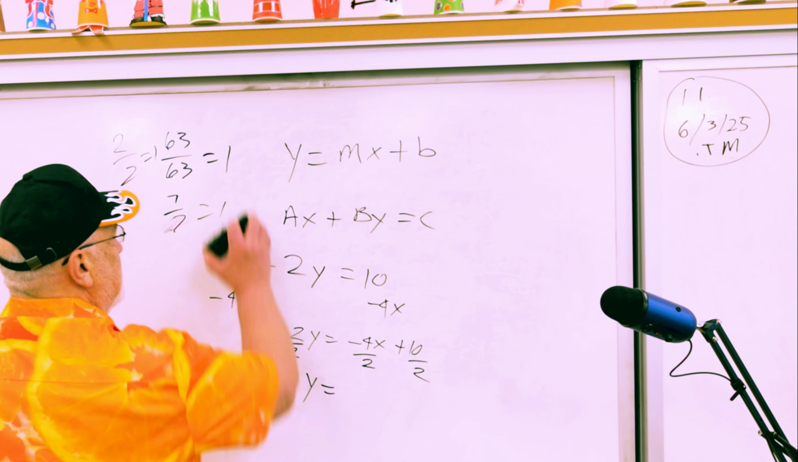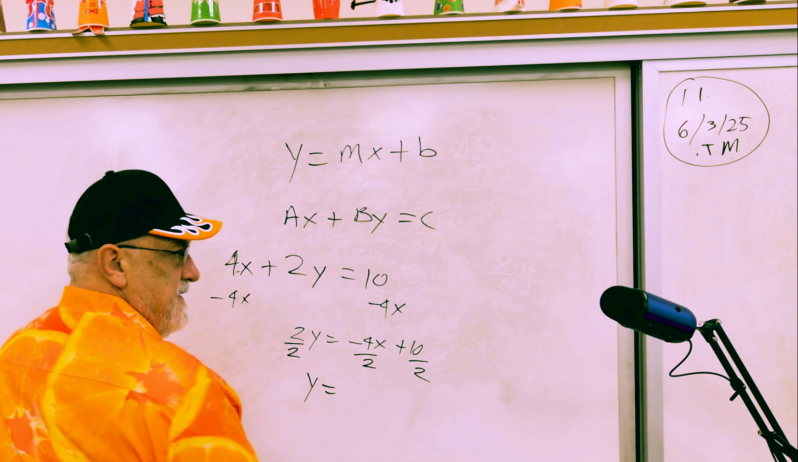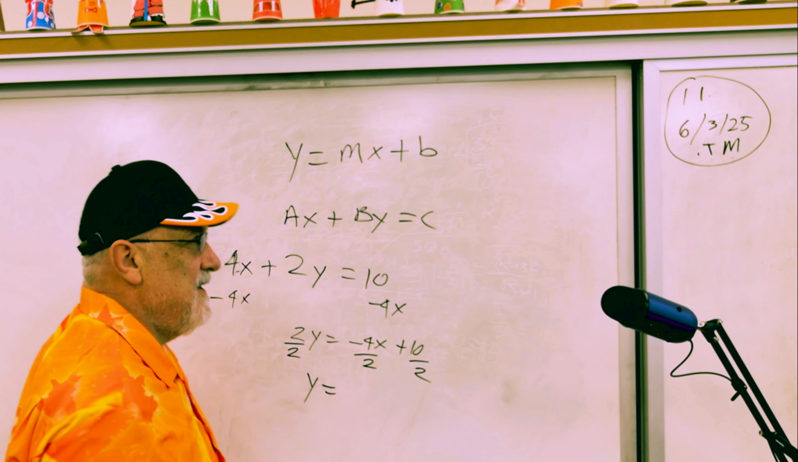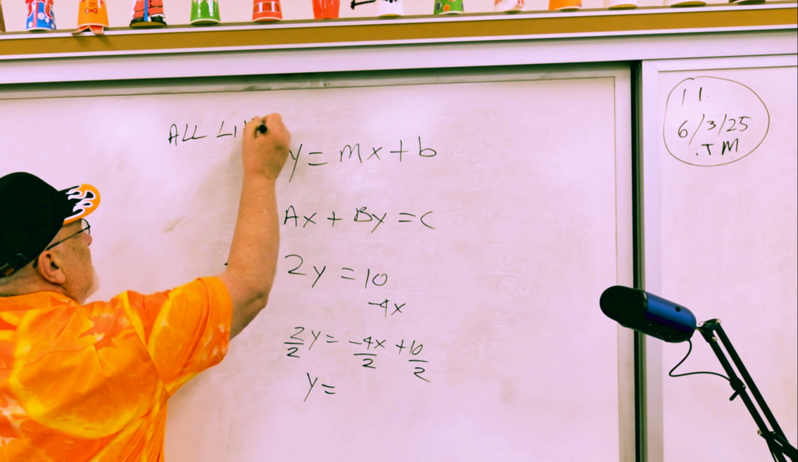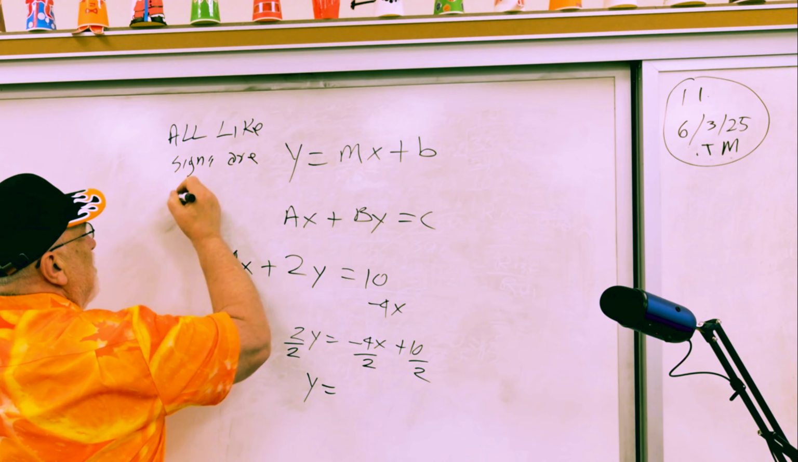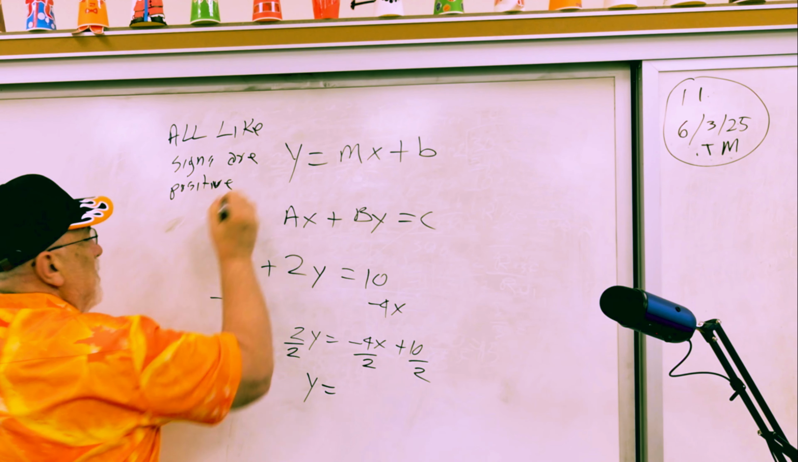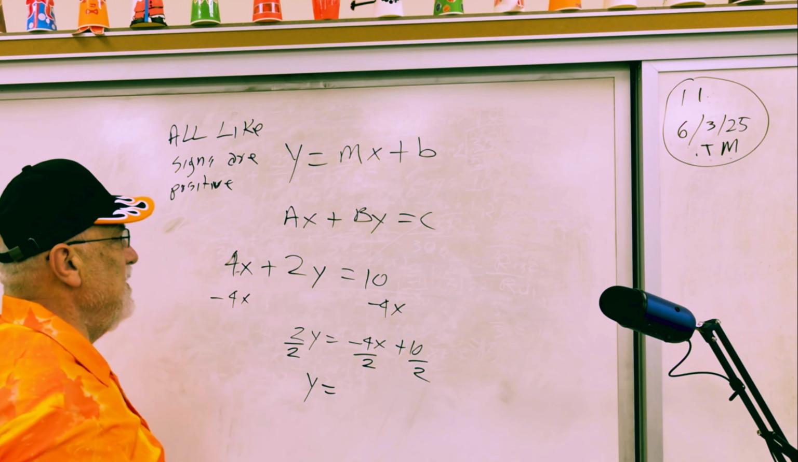When I was learning this stuff in the lower grades, I didn't like to memorize a lot of things. So I memorized this statement: all like signs are positive, when you're dealing with positives and negatives in multiplication and division.